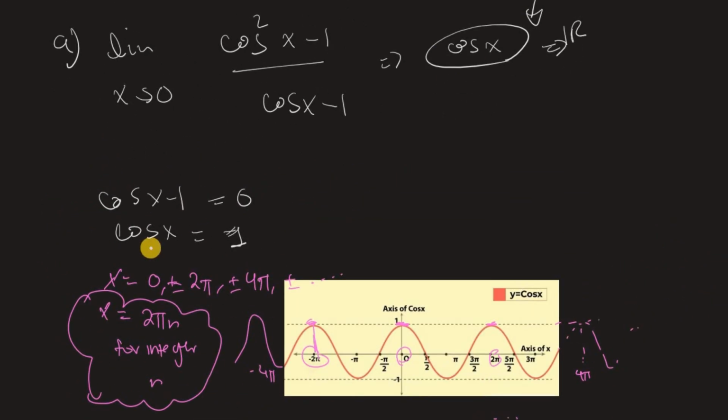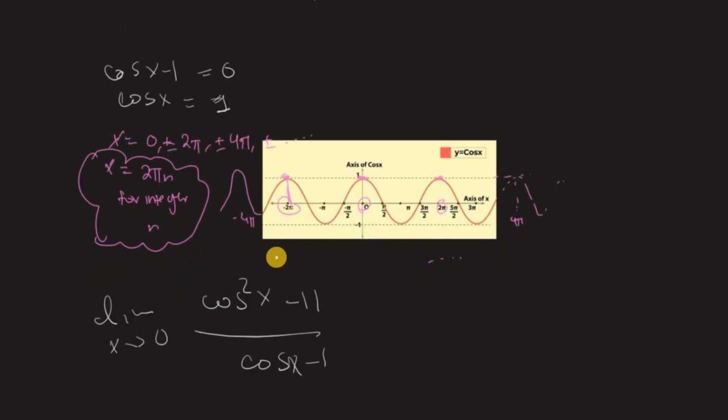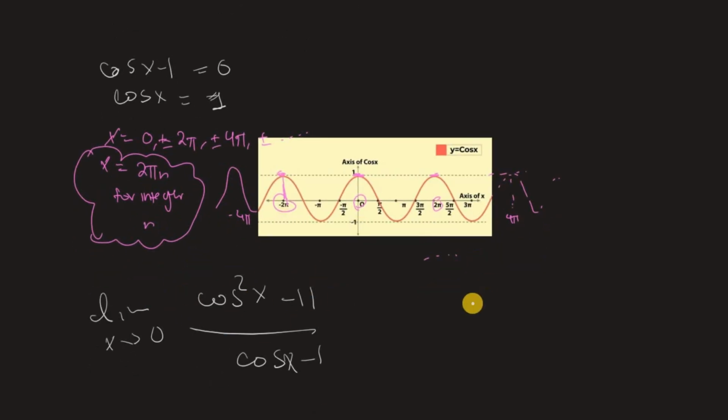Now let's evaluate the limit itself. So we have the limit as x approaches 0 of cosine squared of x minus 1, over cosine of x minus 1. Again here this is a difference of squares, right? A minus b times a plus b equals a squared minus b squared. So you're going to replace this with this.